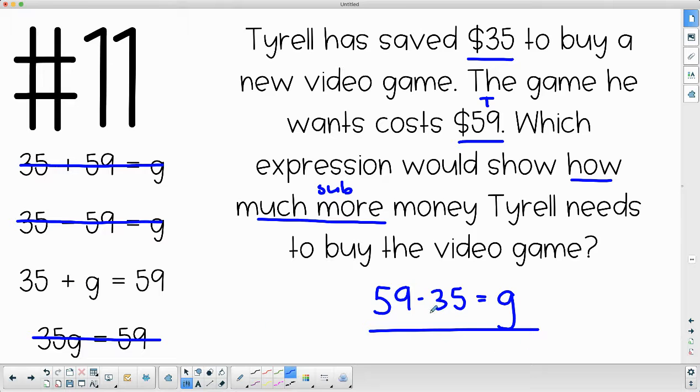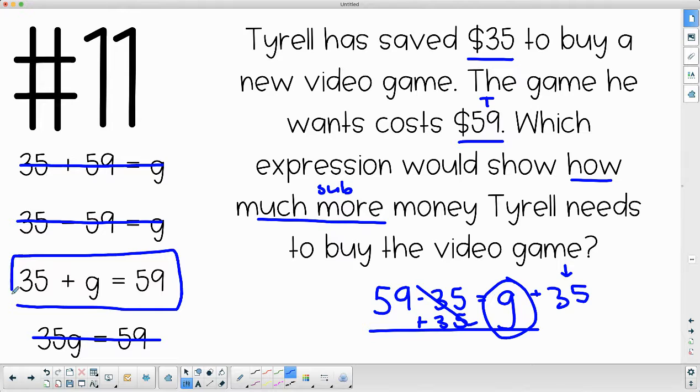So looking here, if we took this 35 and we moved it to the other side, so we cancel it out here and put it over here, we have $35. We need this much more, and that will equal 59. So this one here is the same expression as what we wrote before. They are equivalent expressions. They tell us the same thing, just in a different order.